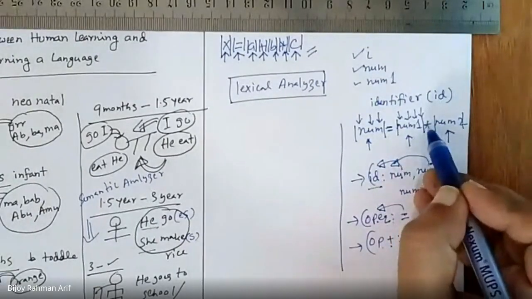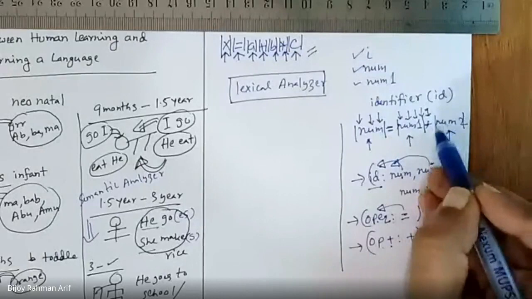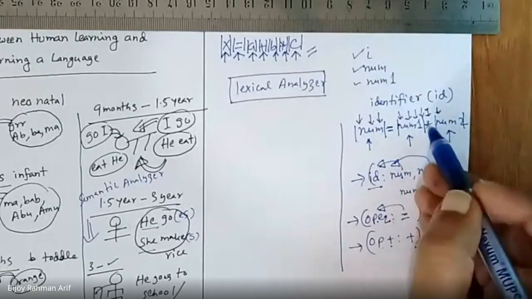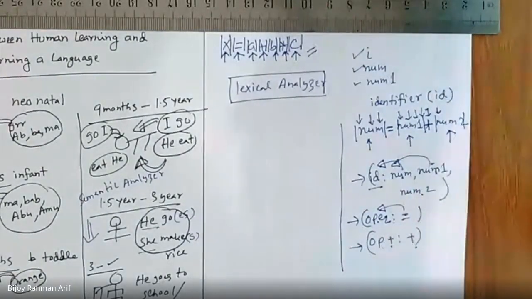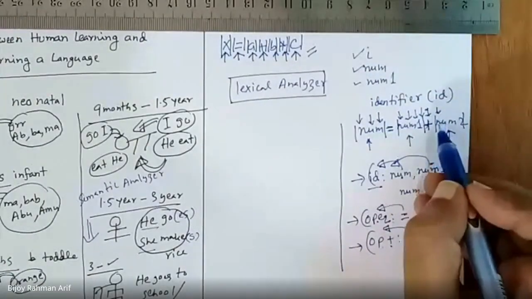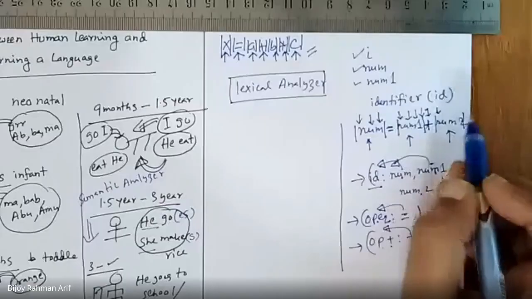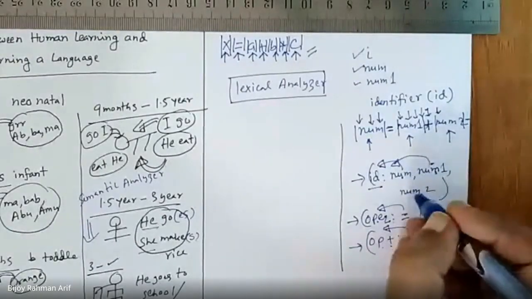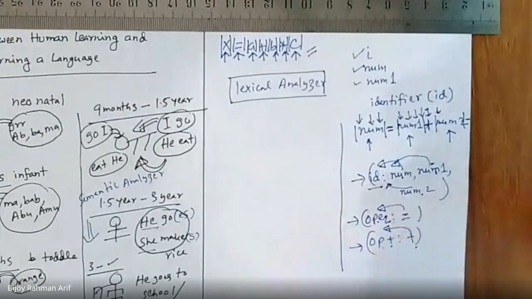Then it reads plus and understands that plus is actually a token, so it puts operator plus. Then it starts reading again and stops over here. Then it understands num2 is another ID, and it puts it over there. Is it clear to you? Yes sir.